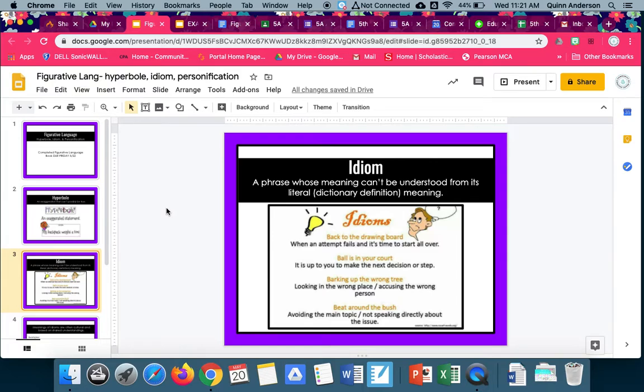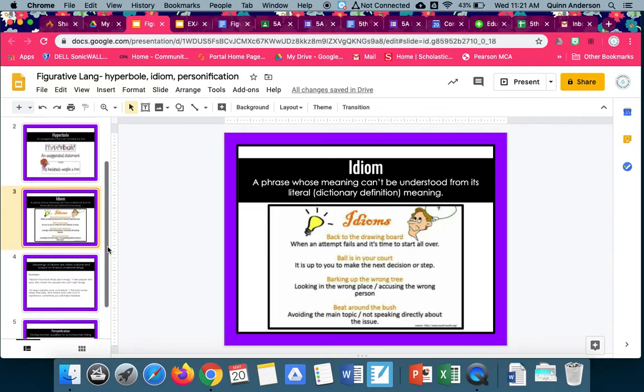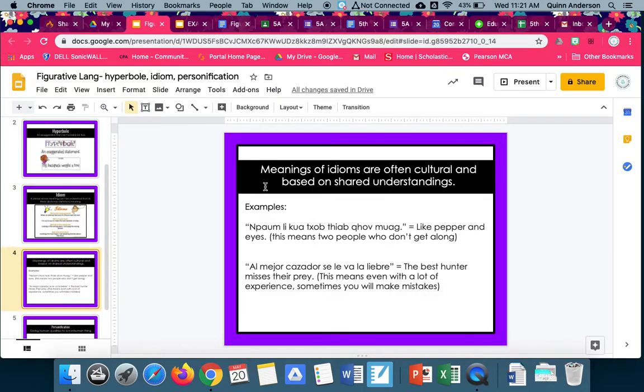Now, fifth graders, idioms can be really tricky because they aren't understood from their literal, dictionary definition meaning. You have to understand their context in the sentence or in the situation. Another piece of it is that the meanings of idioms are often cultural and based on shared understandings. Even here in the United States, we might say some things differently than people who live in the southern part of the United States or people who live out in the western part. We have these different understandings based on our experiences.